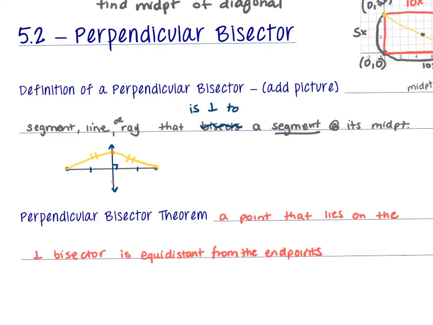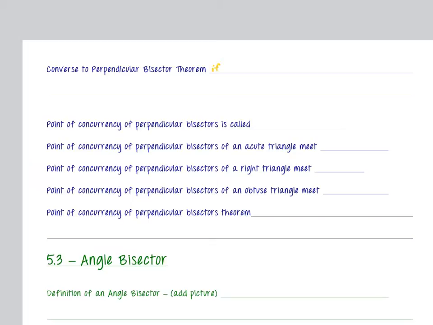So if you use the diagram that's there, if the point was on the perpendicular bisector, like the red dot that we drew, then from that red dot to the endpoints of that segment would be congruent. So in this one, the yellow segments would be congruent. So the converse is if a point is equidistant from the endpoints of a segment, then it lies on the perpendicular bisector.